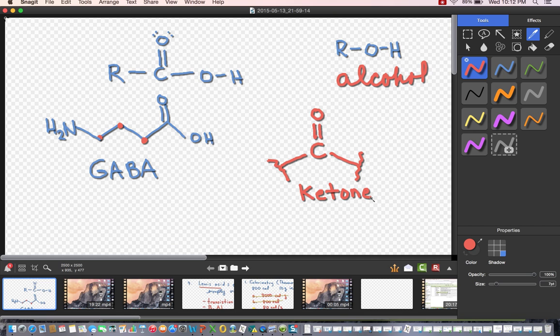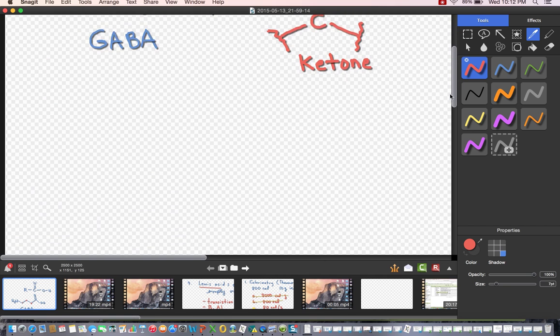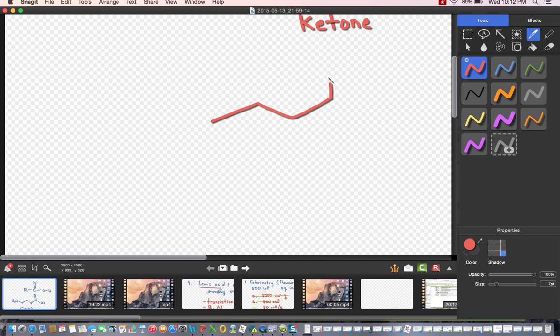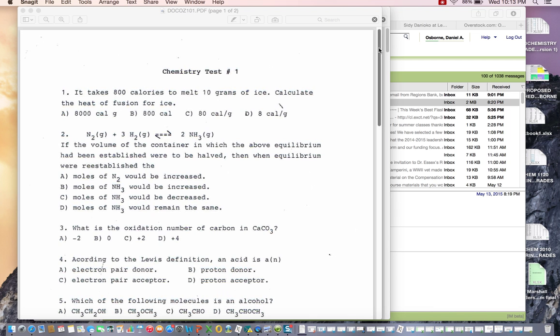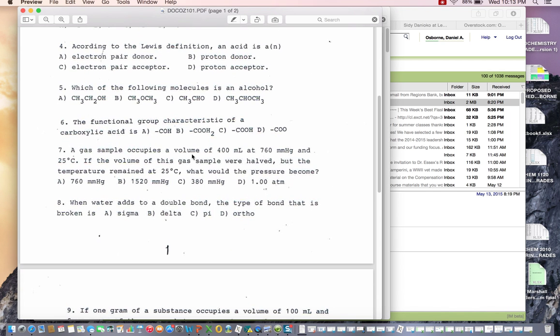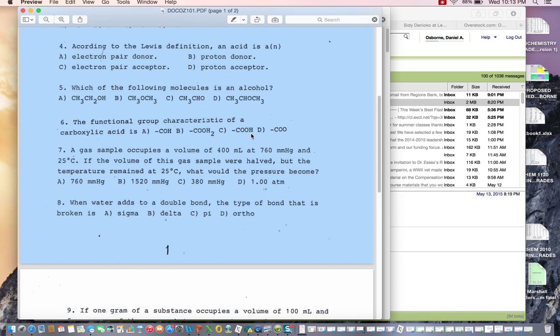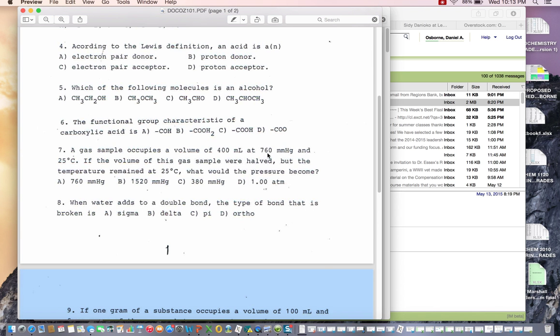If one of those R groups is a hydrogen, I'm going to go ahead and draw that. This is an aldehyde. We'll have a lot to say about some of these functional groups as we go along, but this certainly is a nice start. So the carboxylic acid functional group in terms of answering question number 6 is certainly going to be answer choice C. So answer choice C will be the credited response.